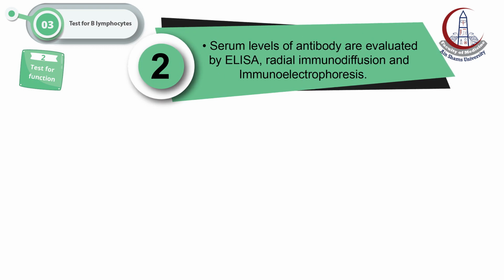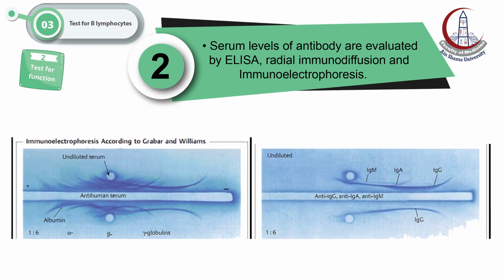How about the tests for the function of B lymphocytes? What is the main function of B lymphocytes? The main function of B lymphocytes is the production, of course, of antibodies. Serum levels of antibodies, just like any soluble proteins, are evaluated by ELISA, radial immunodiffusion, immunoelectrophoresis, any, again, of the various mechanisms that you took in Chapter 2.